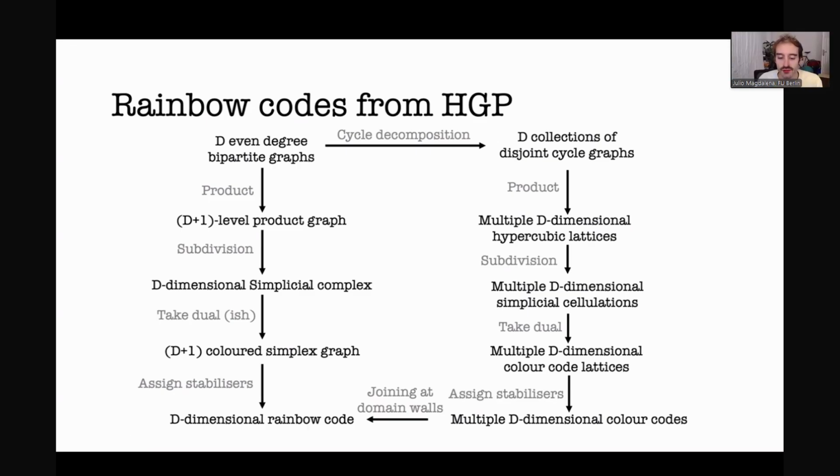So you actually use the input graphs, not only their cycles. Yes. It's not just that you can give me a bunch of cycles, because you can glue them in many different ways, and these would all give you different codes at the end.